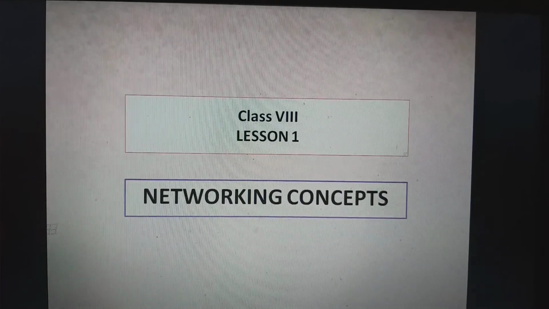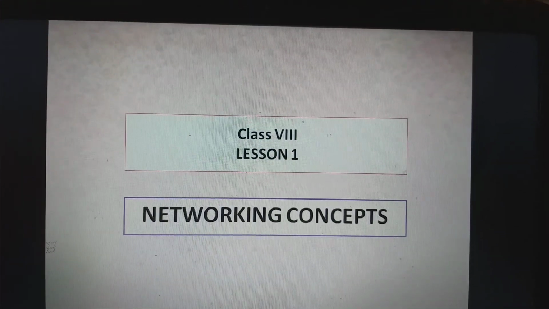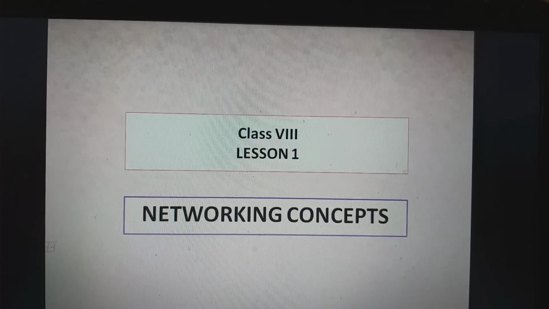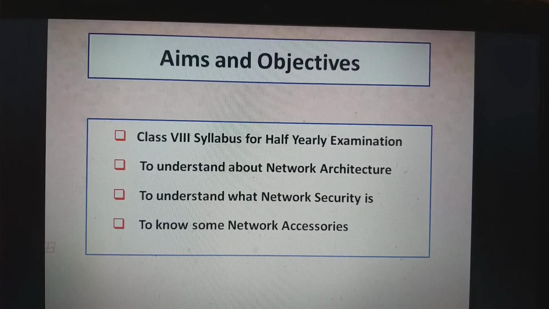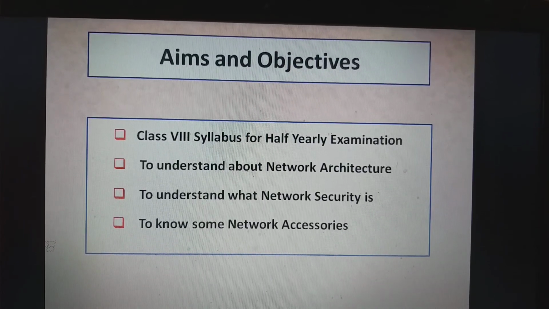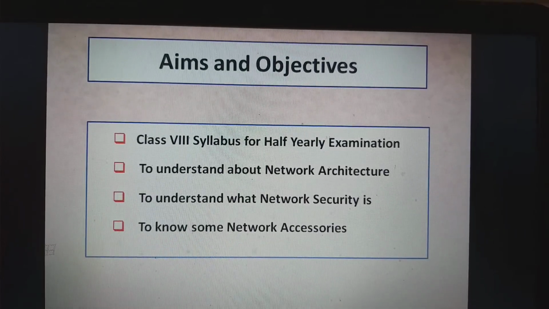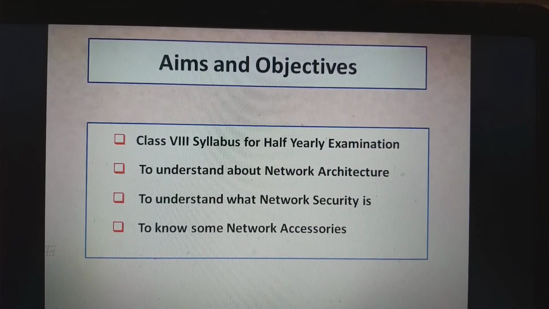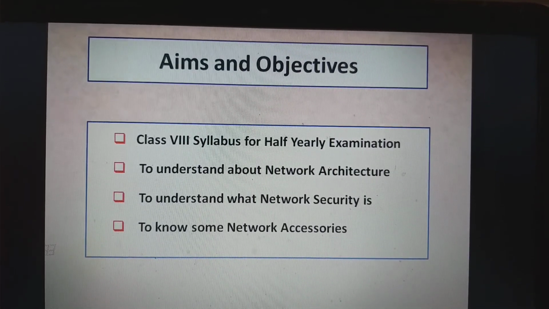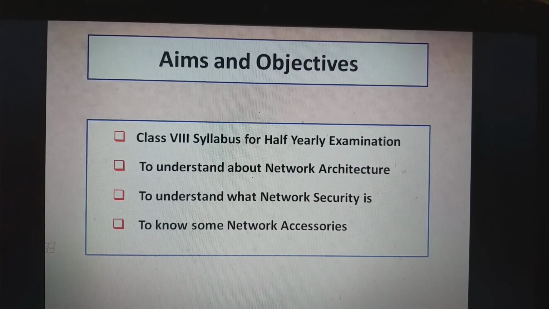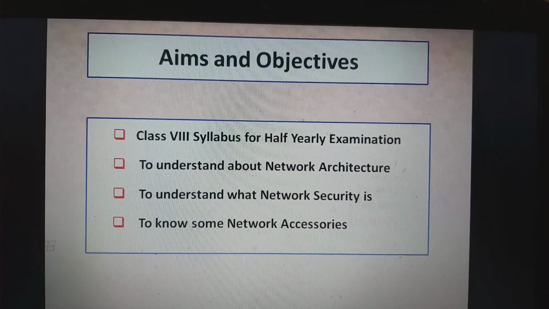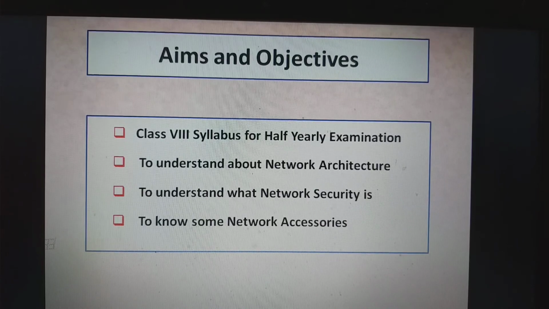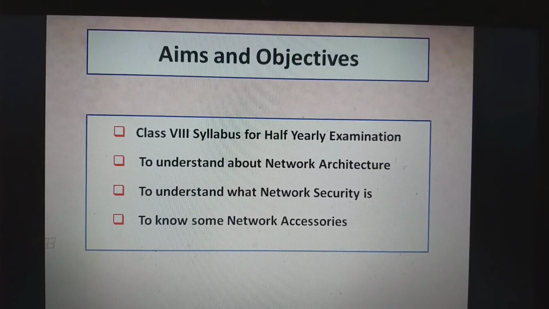Dear students, today we will continue our discussion on networking concepts. The aims and objectives of this session are to understand network architecture, to understand what network security is, and to know some network accessories. At the end of the session, we will know the design of computer network and how to protect and secure our data in a networking environment. We will also know about some network accessories. We will follow it up with solving the objective problems from this chapter.